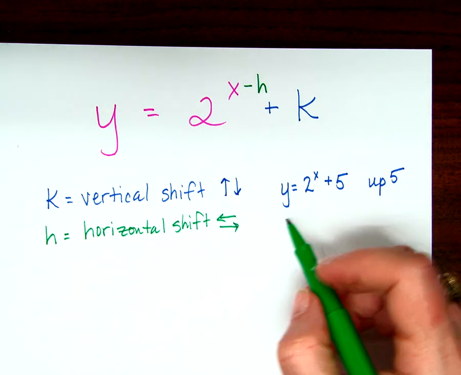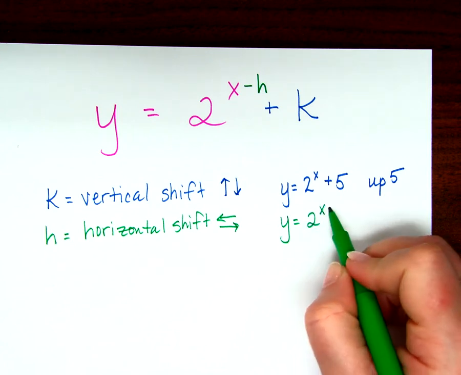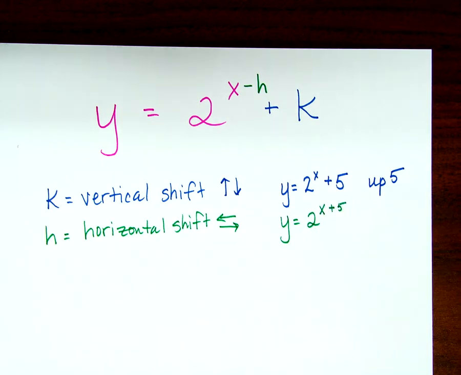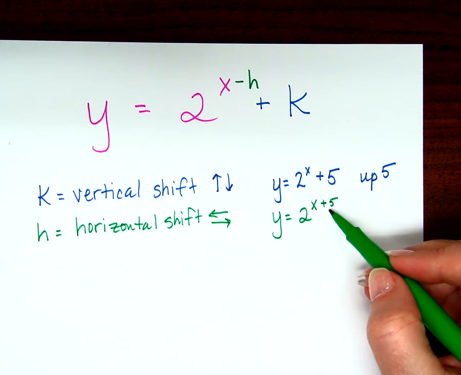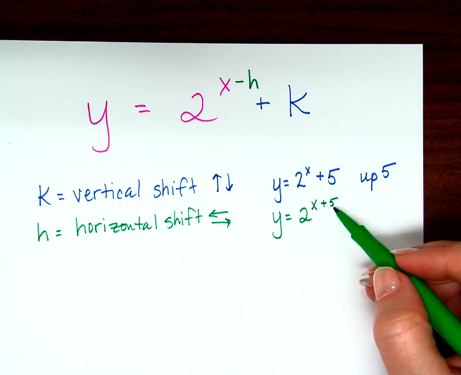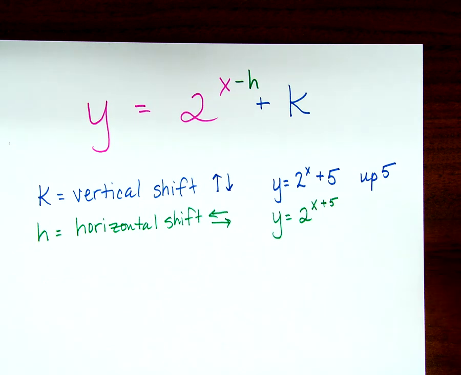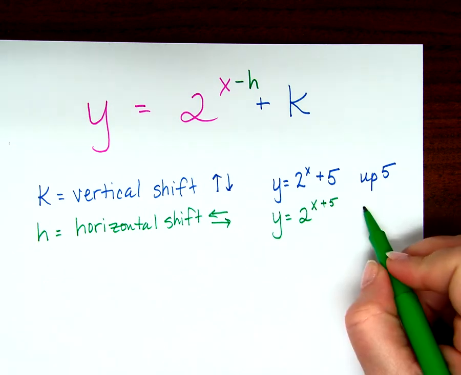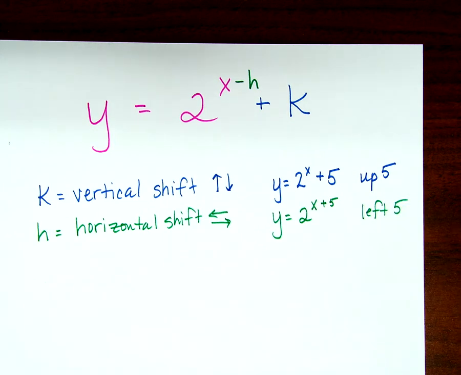Okay. And then here's an example. y equals 2 raised to the x plus 5. Now, where's that going to go? How do you know it's going to go left 5? It says plus 5. So if it's inside, it's backwards of what we think, isn't it? So this is going to move left 5. Perfect.